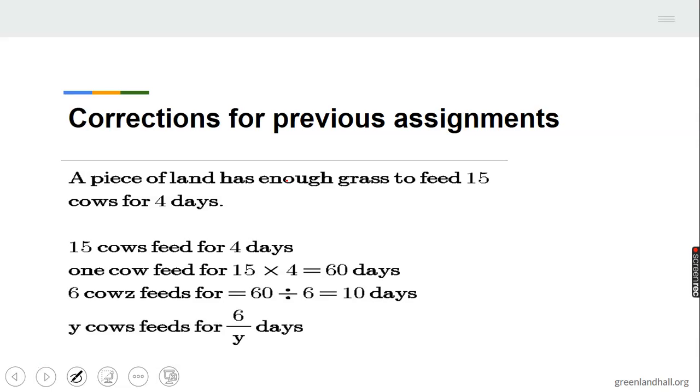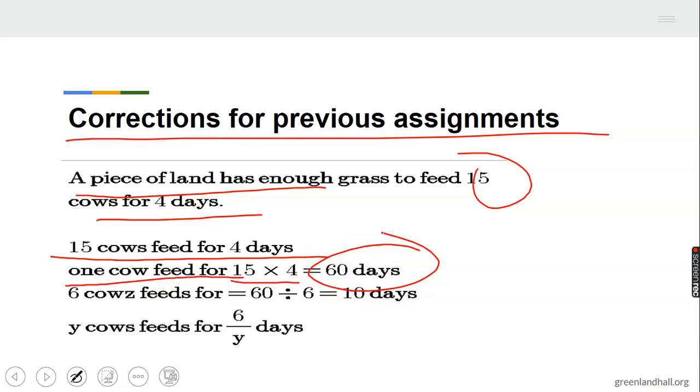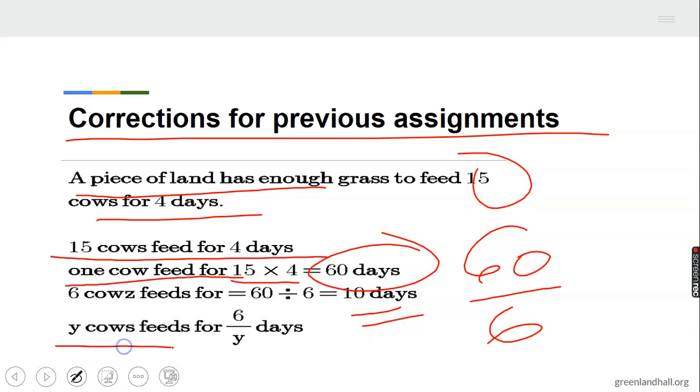But before we continue, here are the corrections for the previous assignment, where we said a piece of land has enough grass to feed 15 cows for 4 days. We were to look for how long it will feed one cow, six cows, and y cows. Now, from the statement, 15 cows feed for 4 days. One cow feeds for 15 times 4, which is 60 days. Six cows will feed for 60 divided by 6, which equals 10 days. And y cows will feed for 60 divided by y.